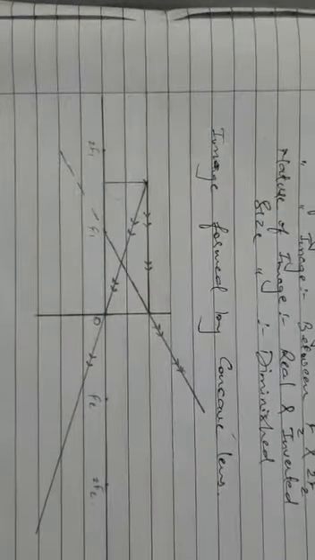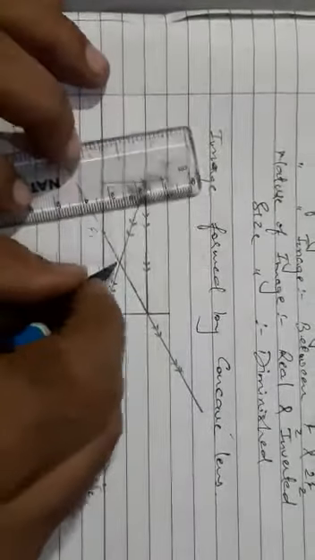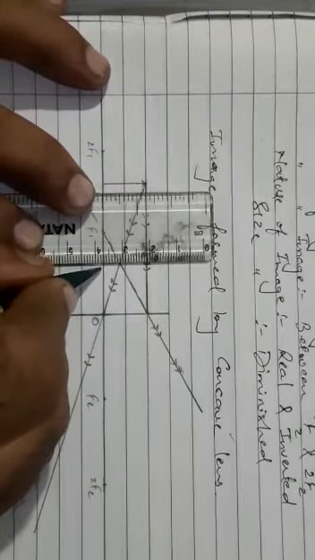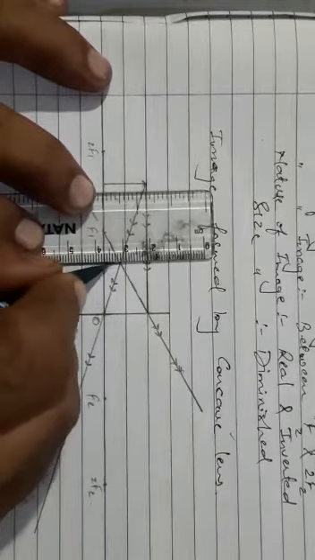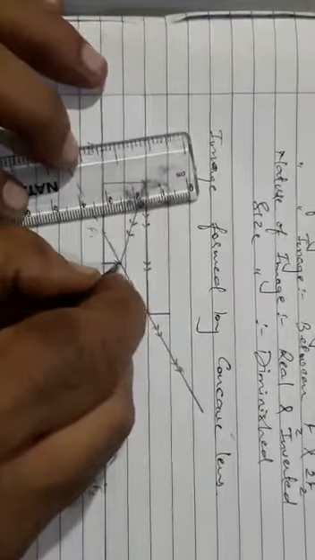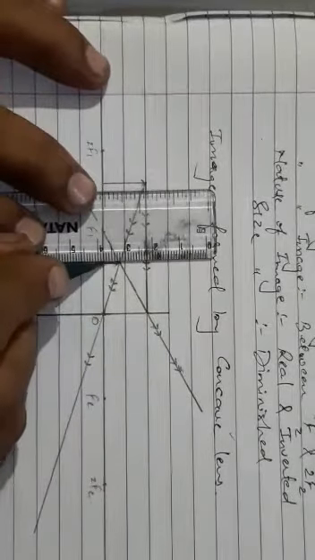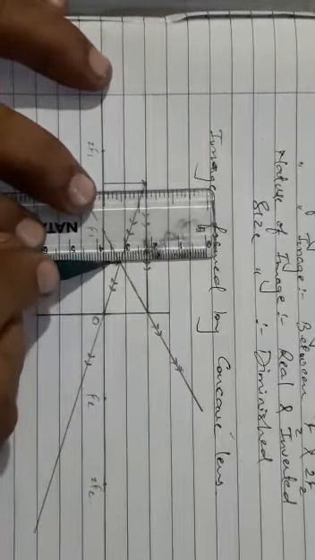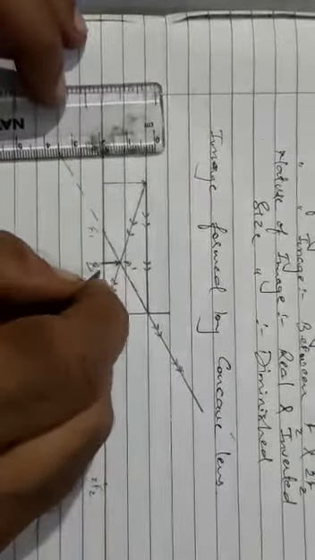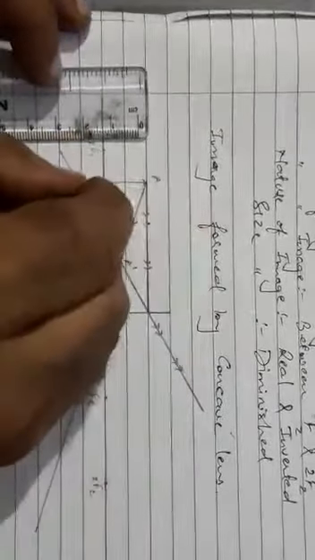Okay, so this particular intersecting point that you are able to see is the image which is formed here. So this is A dash and this is B dash. This is your AB as an object where you are getting an image on this side.